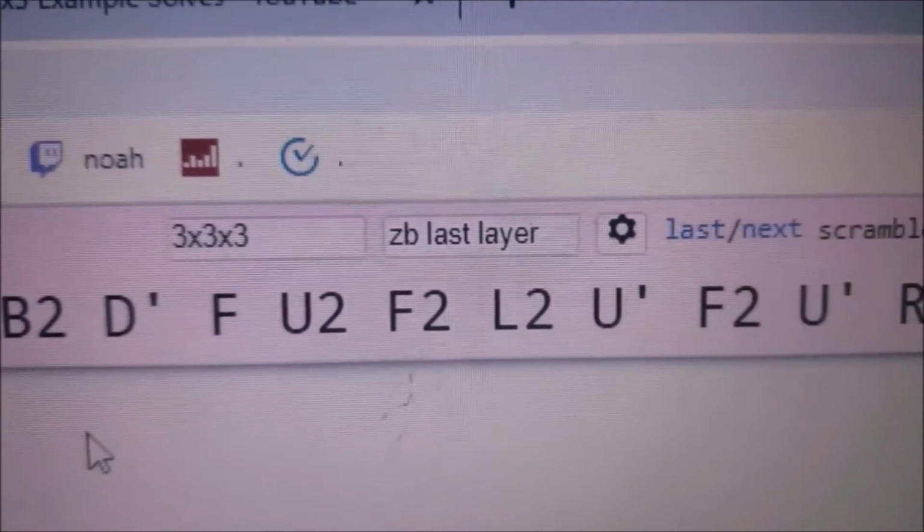The way that I do it is I have ZB last layer selected in CS timer. So whenever I scramble the cube, I will always get a ZBLL case. Then I will take out an F2L pair and do an AUF. This will allow me to practice winner variation from multiple angles and AUFs.